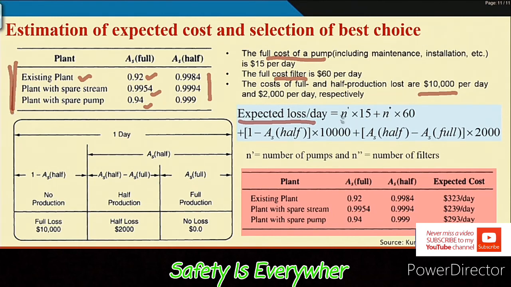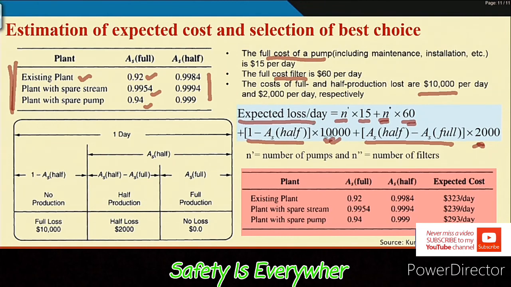So the formula is: number of pumps times cost of pump, plus number of filters times cost of filter, plus probability of no production times cost of no production, plus probability of half production times cost of half production. With this formula you will be able to find the expected loss per day.